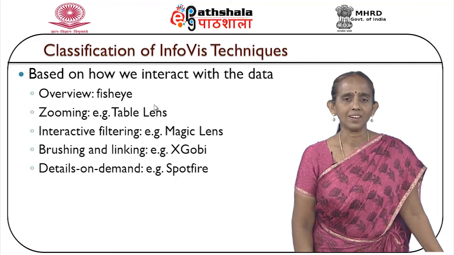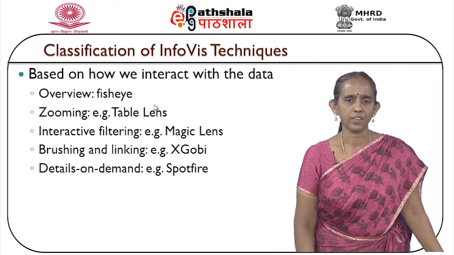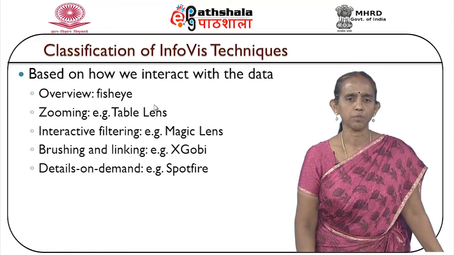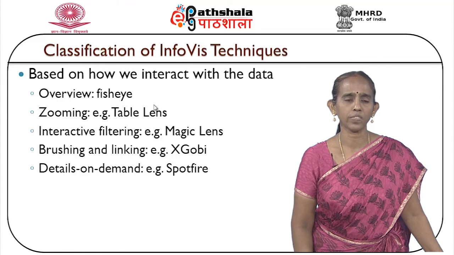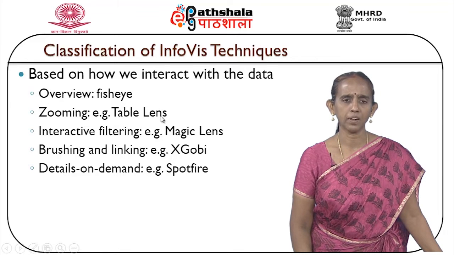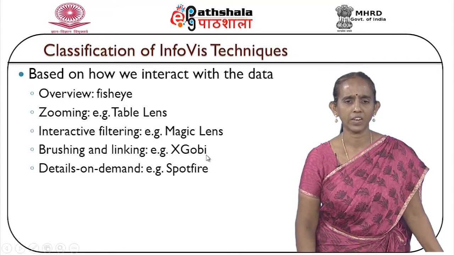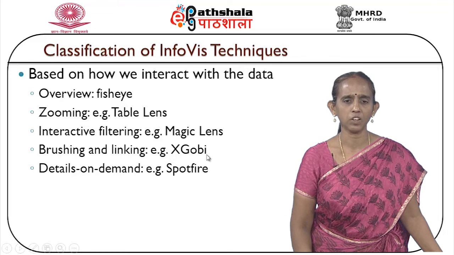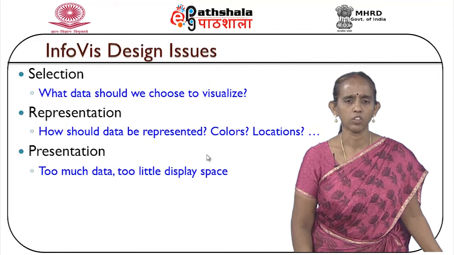Based on how we interact with the data, we can classify the various visualizations. So this is a classification of information visualization techniques based on the interaction that the user performs with the data set. Overview is a fish-eyes kind of data set. Zooming, the examples are table lens kind of data set. In interactive filtering, we have magic lenses. In brushing and linking, we have an example as XGobi, and details on demand, the example is given as Spotfire.